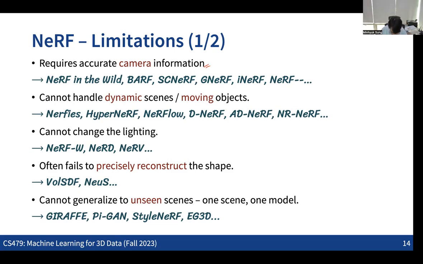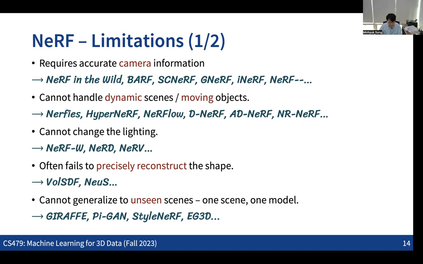So there are also some variants that try to handle dynamic objects in the scene. And NeRF can also handle some cases like changing lighting. So there is also a line of work that tries to allow editing of the lighting. And NeRF is also not giving precise geometry information.